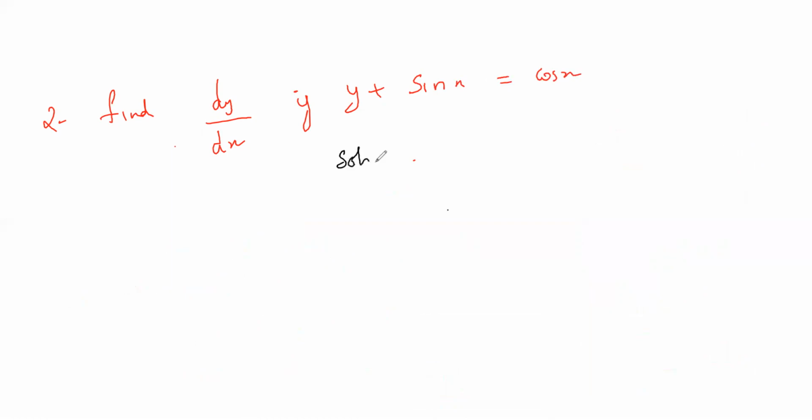Next is again a very easy question. Find dy by dx, if y plus sin x is equal to cos x. So I'm teaching from scratch, thinking that then only you'll learn it better. Differentiation of sin x is cos x. Differentiation of cos x is minus sin x. So first write down this: y plus sin x is equal to cos x.